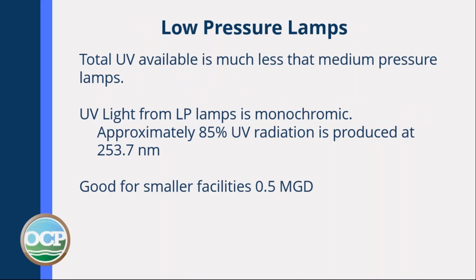Low pressure lamps: its total UV available is much less than medium pressure lamps. UV light from a low pressure lamp is monochromatic, with approximately 85% of the UV radiation being produced at 253.7 nanometers, the germicidal zone. It's good for smaller facilities up to 0.5 million gallons a day.